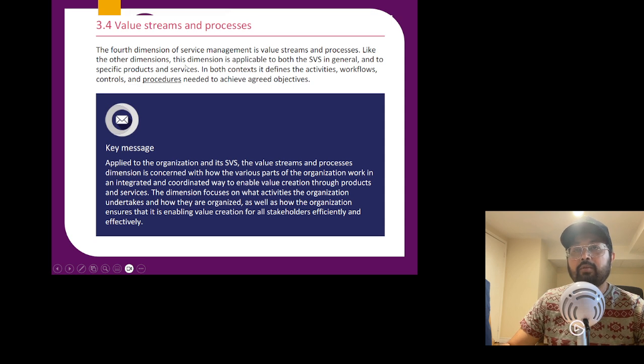Like the other dimensions, this dimension is applicable both to the SVS in general, the service value system, and to specific products and services. In both contexts, it defines the activities, workflows, controls, and procedures needed to achieve agreed objectives. So here's the key message. Applied to the organization and its SVS, the value stream and process dimension is concerned with how the various parts of the organization work in an integrated and coordinated way.